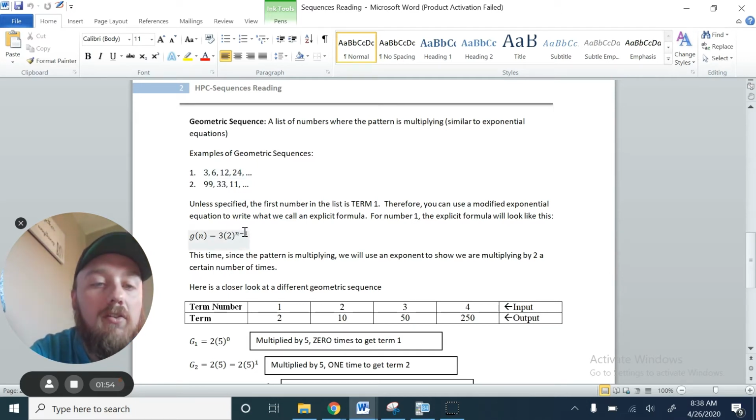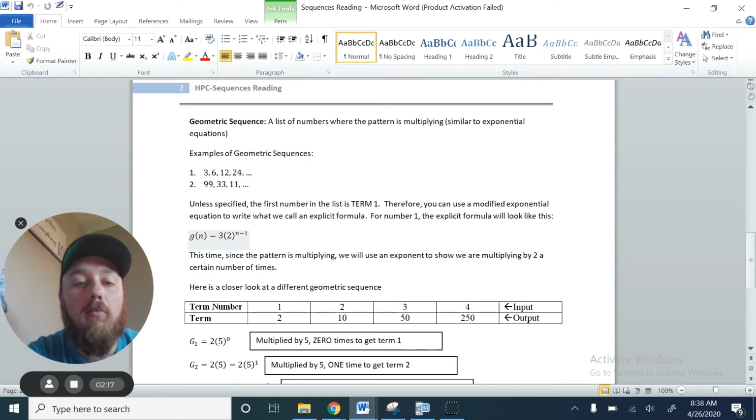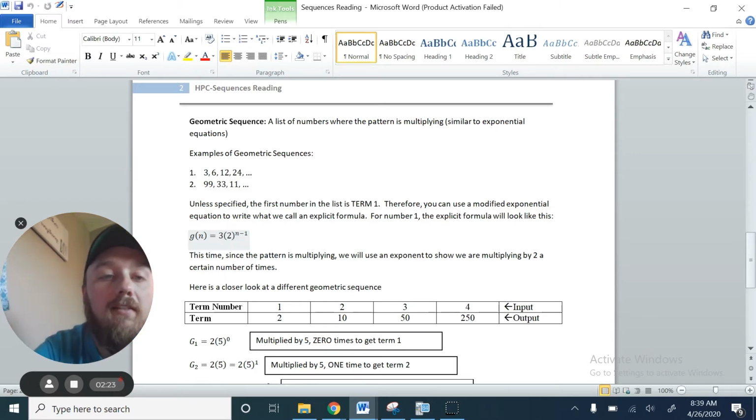And then in this case too, the n minus 1, that pretty much always stays, right? So if we wanted to know the very first term in the sequence, if we did term 1, we would do n minus 1. So 1 minus 1 is 0, and therefore 2 to the 0 is 1. We can get that first term. So that's why we have n minus 1. We don't want term 1 being 3 times 2. We want it 3 times 1. Okay, so that's how we would get that.